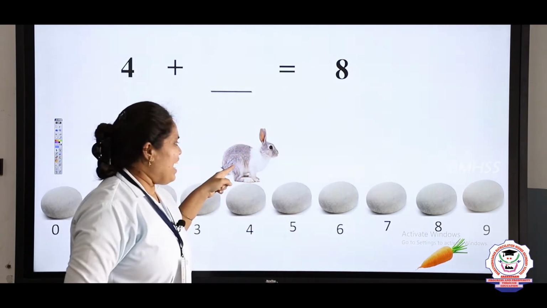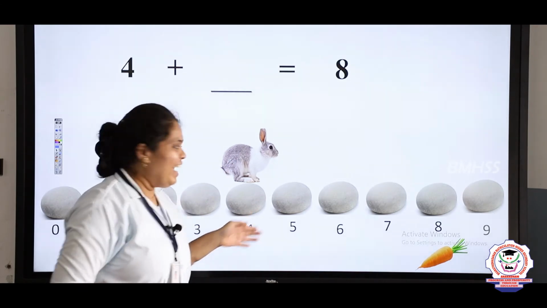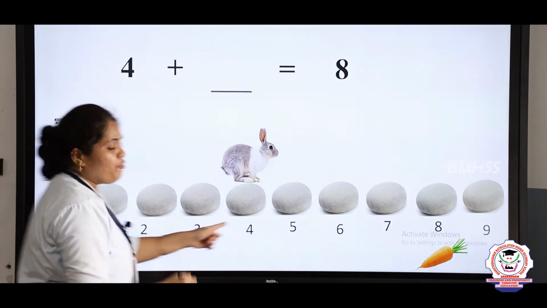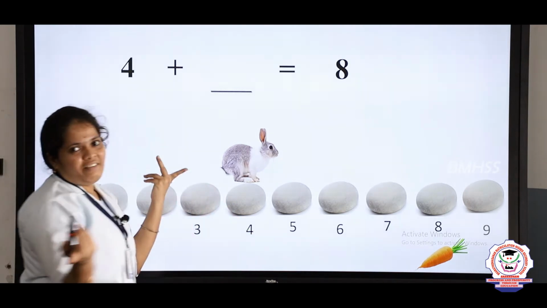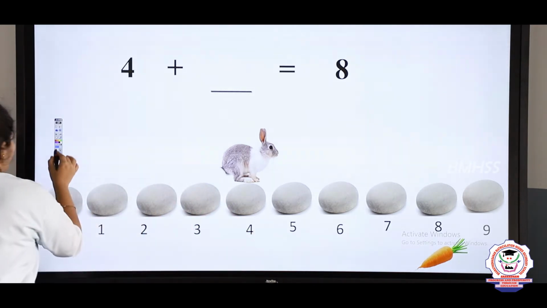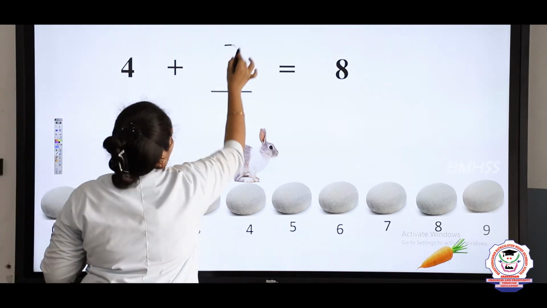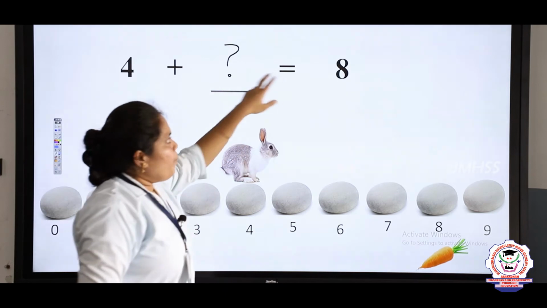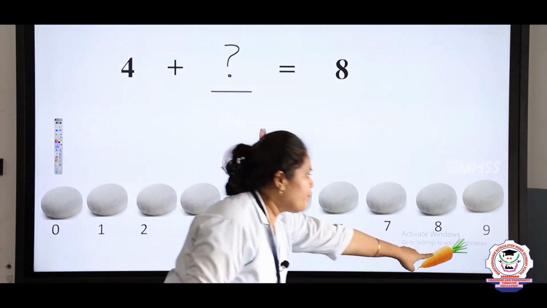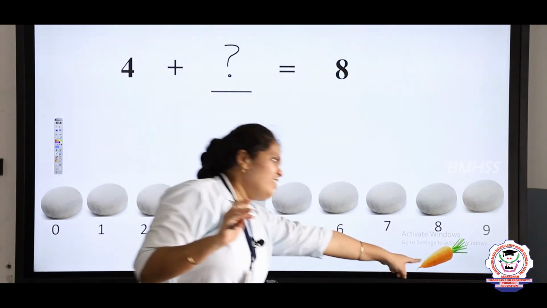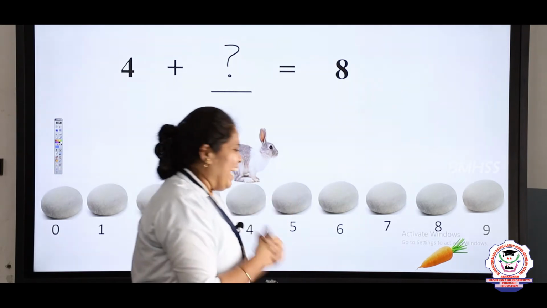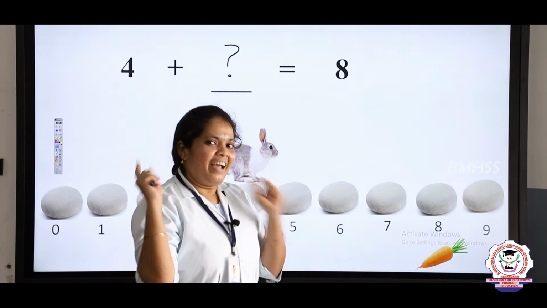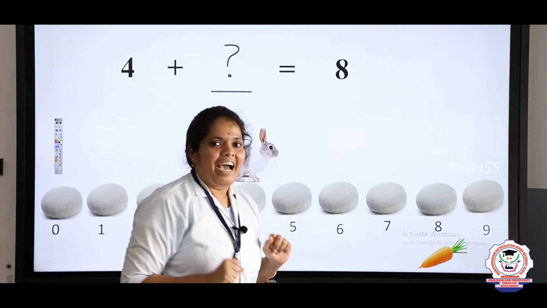So the rabbit is at number 4. The carrot is at number 8, because our addend 1 is 4. We don't know what our addend 2 is. So we are going to find our addend 2. So the sum is 8. What is that one? Yes, carrot. So I place the carrot here. Why? Because the rabbit likes more carrots. So I place the carrot here.